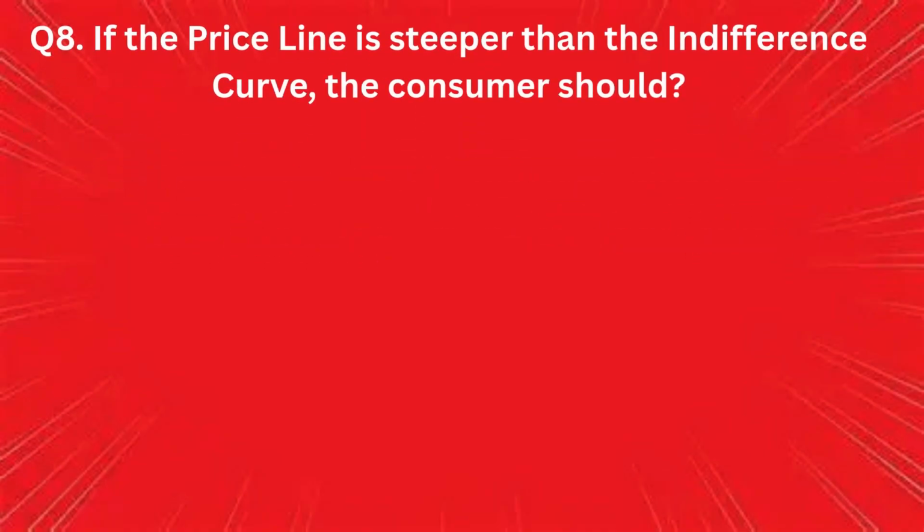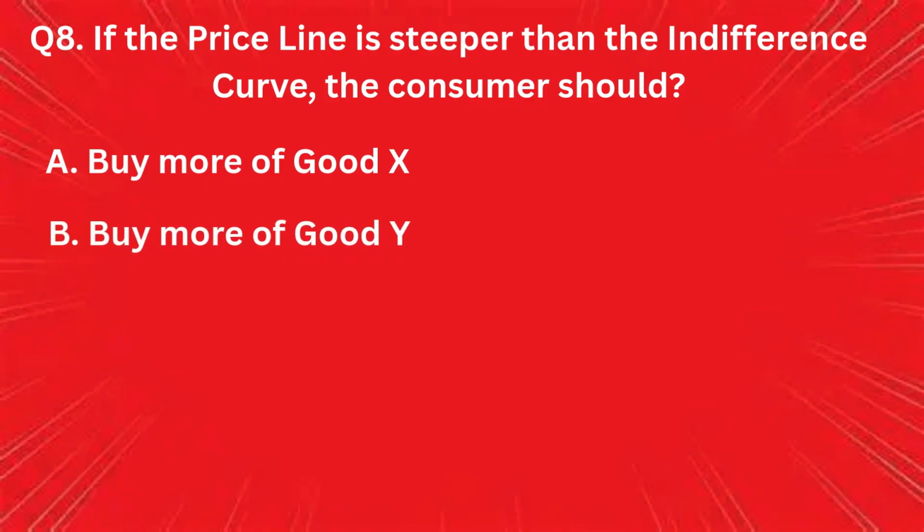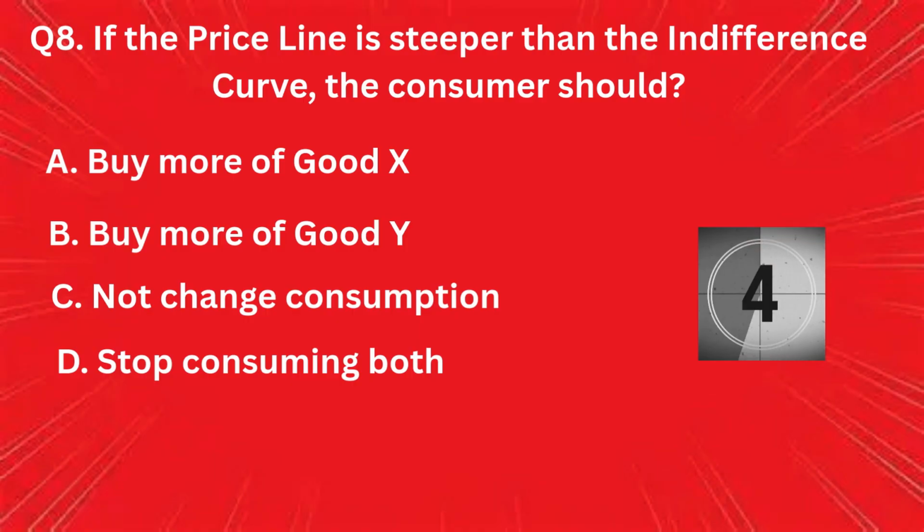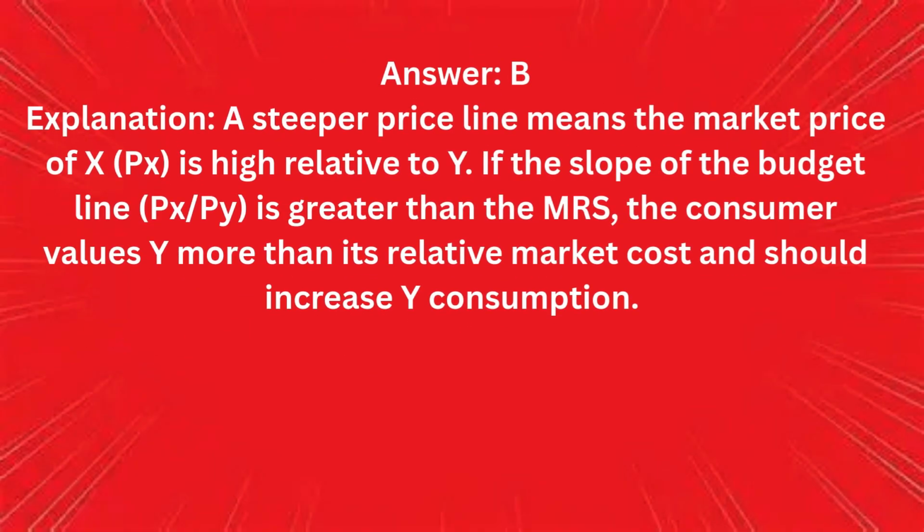8. If the price line is steeper than the indifference curve, the consumer should A. Buy more of good X. B. Buy more of good Y. C. Not change consumption. D. Stop consuming both. Answer: B. Explanation: a steeper price line means the market price of X, PX, is high relative to Y. If the slope of the budget line, PX/PY, is greater than the MRS, the consumer values Y more than its relative market cost and should increase Y consumption.